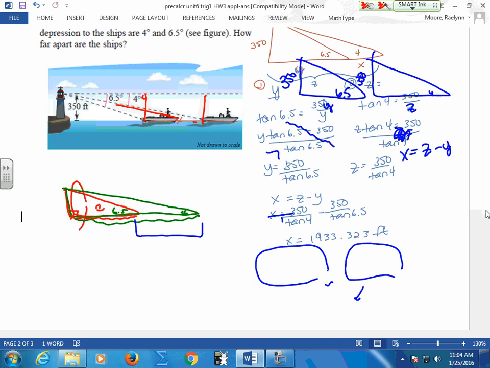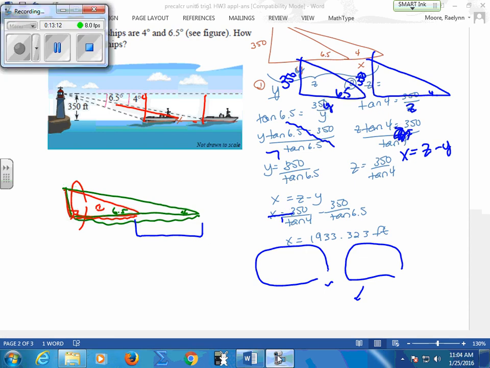Very, very similar to the one we did in class. Very similar.